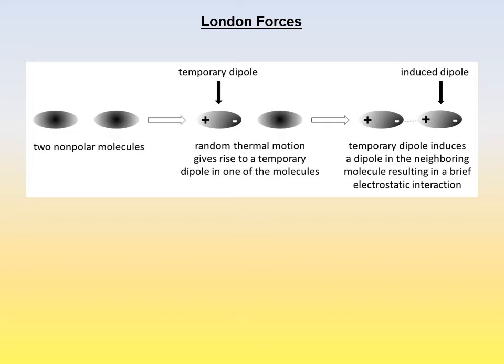Those interactions are very brief and very weak. Nonetheless, there are lots of them and they add up. So as they add up, sometimes they could even be reasonably strong, particularly if the molecule is large and highly polarizable, for example, something like iodine. Then London forces can become strong, but usually they are weak.